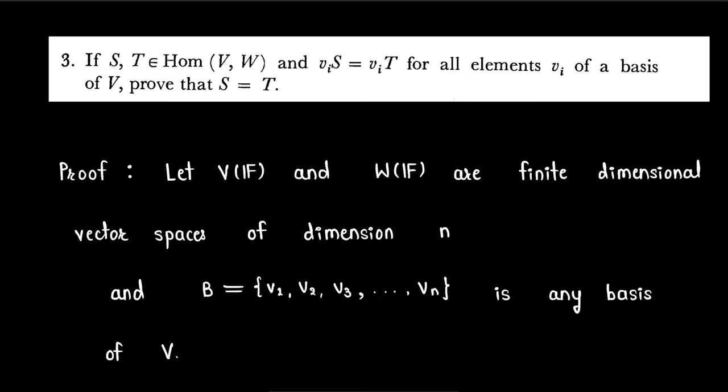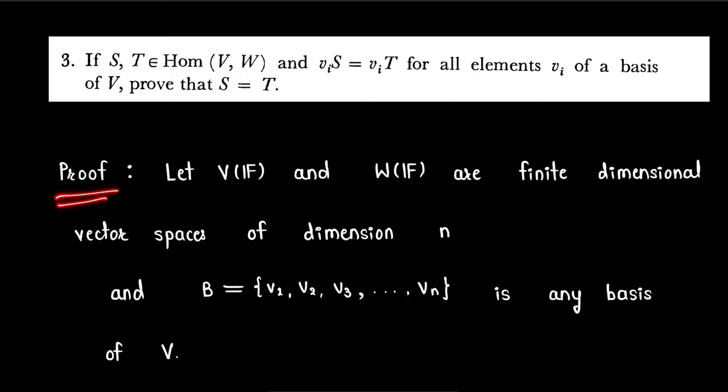In this video, I am going to solve an exercise question from the book Topics in Algebra, from chapter 4, vector spaces and modules. The question is: if S and T are any two homomorphisms from vector space V to vector space W, and let S of Vi equal T of Vi for all elements Vi of a basis of vector space V, prove that homomorphisms S and T are equal.